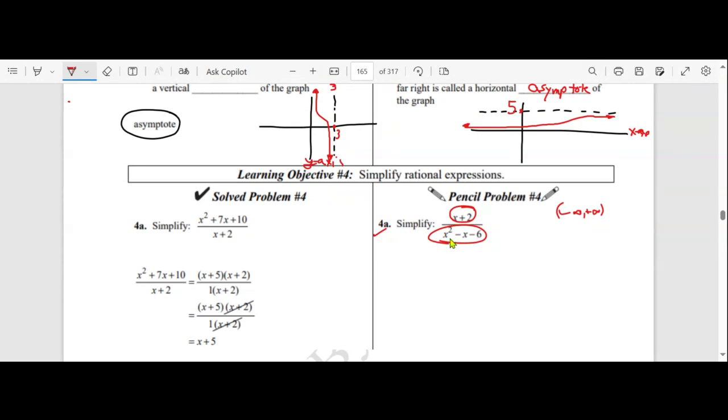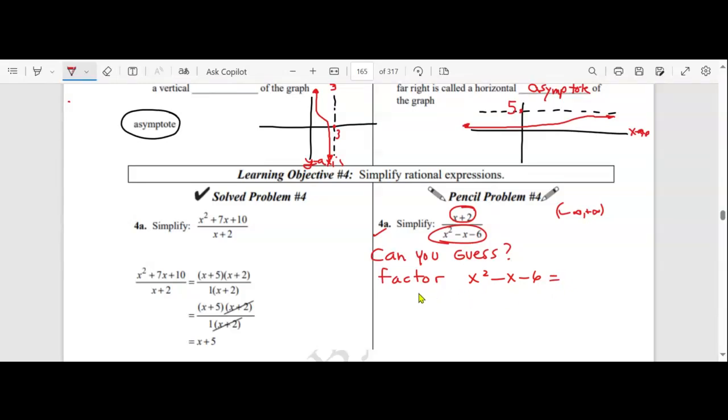Can you guess? Two? Negative 2? So I suggest we factor. Factor this, it makes your life much easier.